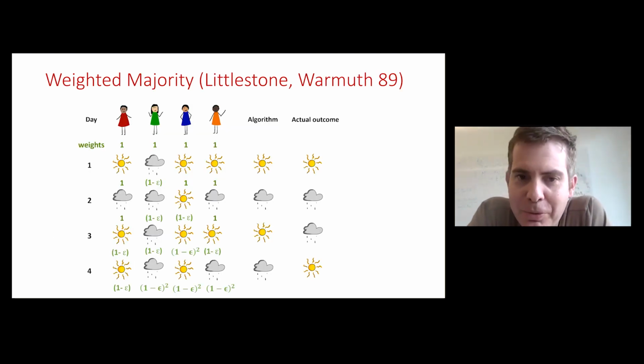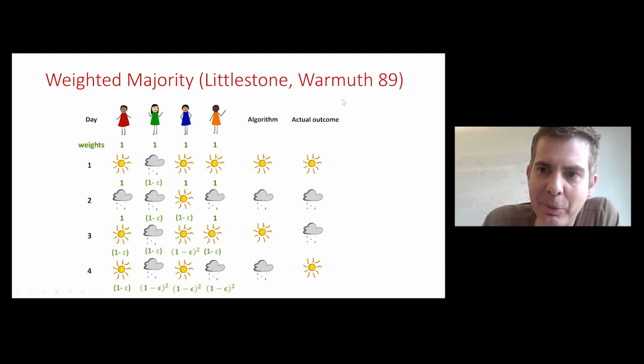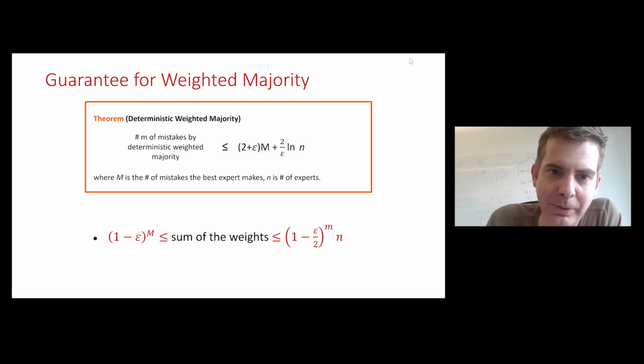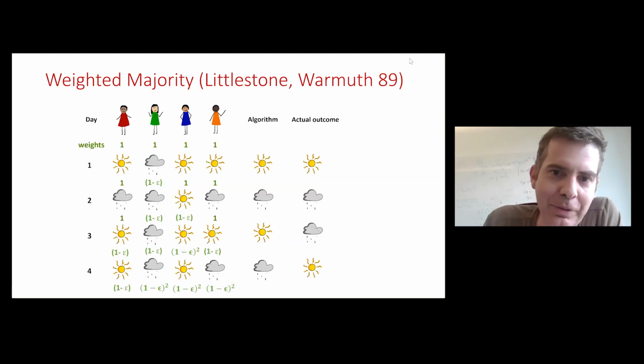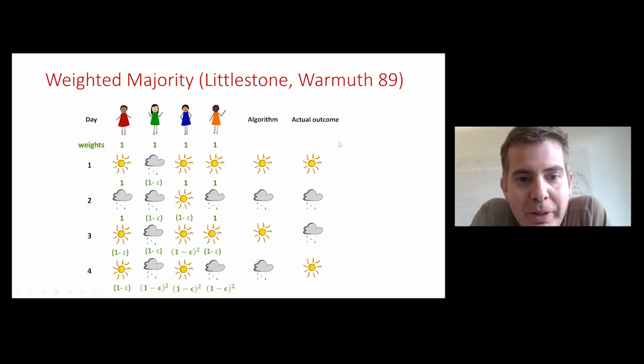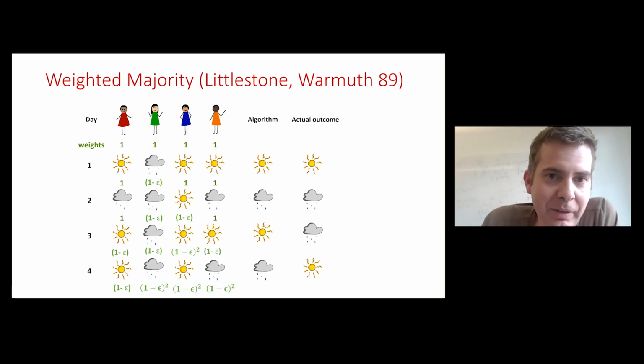Okay, so I haven't said how you predict your outcome on each day. There are a bunch of classic algorithms for this problem. The weighted majority algorithm of Littlestone and Warmuth from a long time ago. So here you're going to have weights for each of the experts.